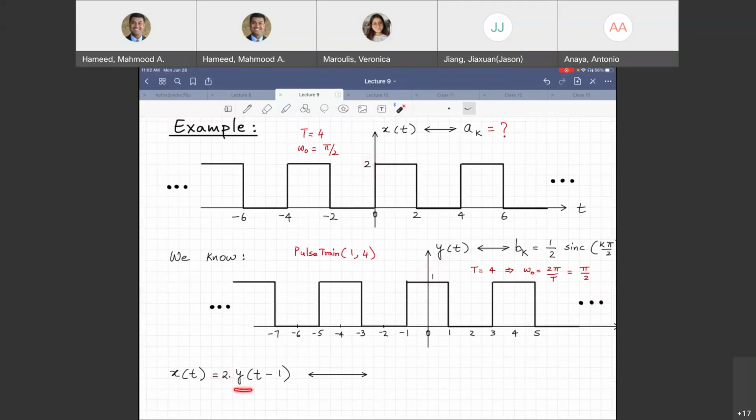Also, you have to shift y, delayed by 1 second, to get to this. If you move this right by 1 second, you get this. You have to delay it by 1 second. So that would be y of t minus 1. So if you express x of t in terms of y of t, you have twice the amplitude and a delay by 1 second on y. So what would be the Fourier series coefficients of x? We are calling that ak. What would be ak?